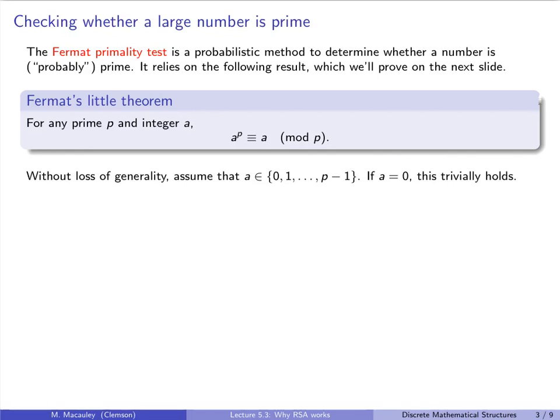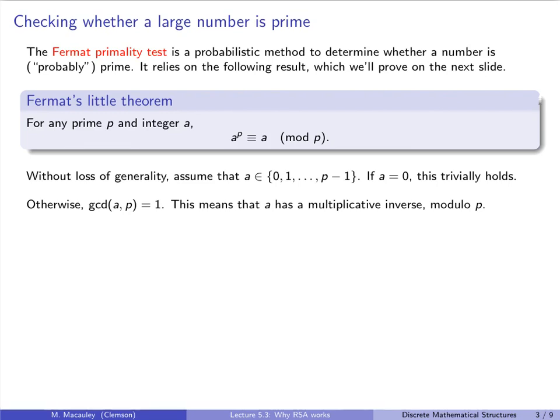First of all, if a is 0, then this result trivially holds, right? 0 to the p is equivalent to 0 mod p. So we are going to prove this on the next slide, and we can disregard the case when a equals 0. So we can just assume that a is between 1 and p minus 1. Assuming that a is non-zero, we get that the GCD of a and p is equal to 1, right? Because p is prime and a is a positive integer less than p.